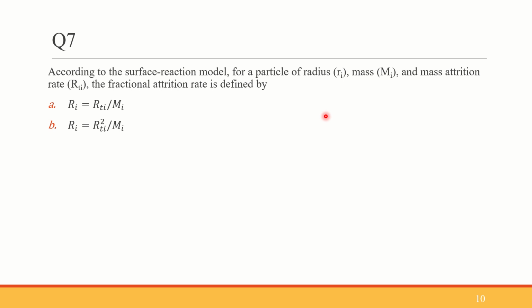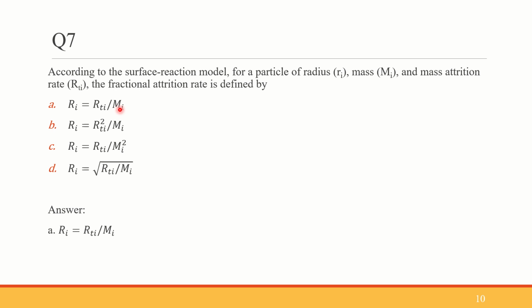Option B, Ri is equal to RTI square divided by Mi, and option C, Ri is equal to RTI by Mi square. Option D, Ri is equal to square root of RTI by Mi. So here we need to note two things. This capital R denotes the fractional attrition rate, and RTI denotes mass attrition rate. Since the mass attrition rate is given and also the mass of the particle is given, the fractional attrition rate can be given by dividing the mass attrition rate by the mass of the particle. So Ri is equal to RTI by Mi is the right answer. That is option A is the right answer.